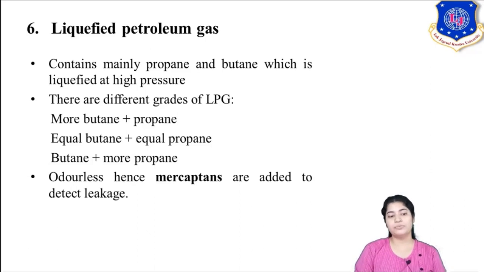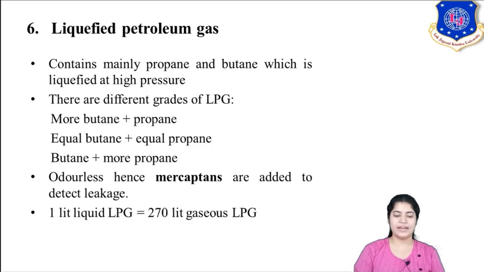Now, about the properties of this gas: it is odorless, hence mercaptans are added. Mercaptans are compounds of sulfur and have a very pungent smell. So to detect leakage, mercaptans are added.